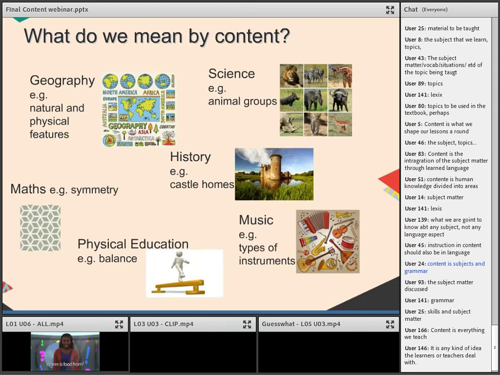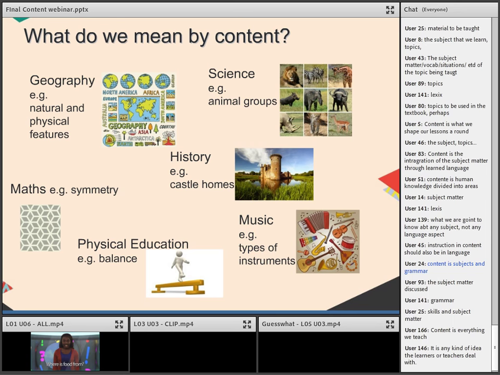In addition to content from subjects such as art and science, content can be from any school subject, whether it's geography, history, maths, music, physical education, as many of you have pointed out here in your comments. And here you can see examples of content from a range of primary ELT books.